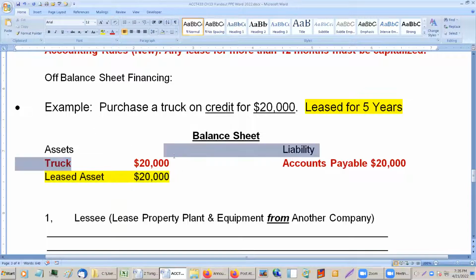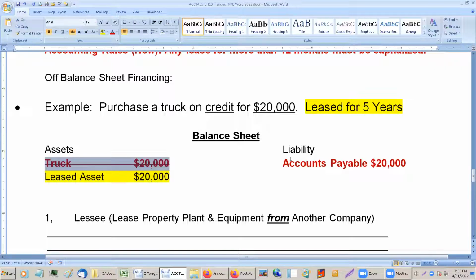They say, okay, we don't own it, we're just leasing it. Okay, you don't do that. And you don't do that. And over here, lease obligation or lease payable, either one, for 20,000.